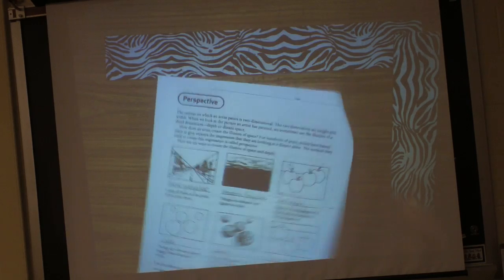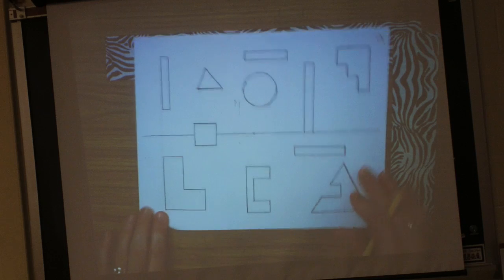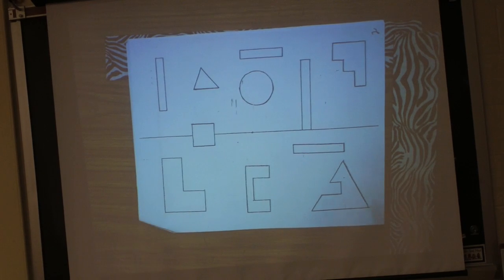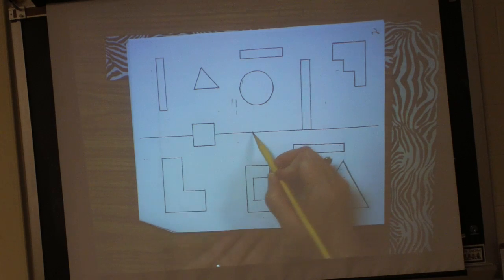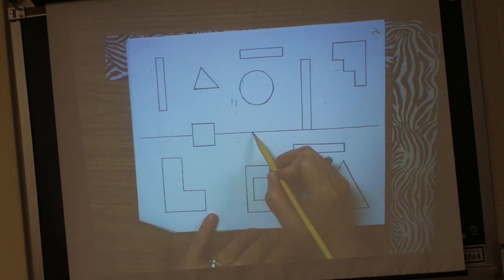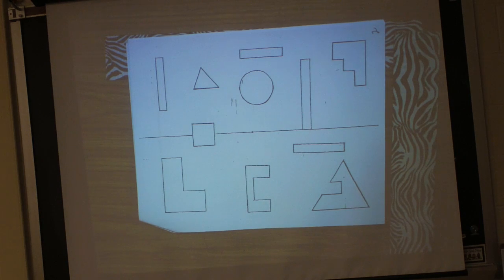Okay, we're going to do some practice now. So if you flip it over, there's a page that looks like this. These are 2-dimensional shapes. They're flat. We are going to turn each one of them into a 3-dimensional shape. Okay? The vanishing point is right here on the horizon line in the middle of your paper. I'm going to draw, and then you're going to draw. Okay? Sort of like what we did yesterday.